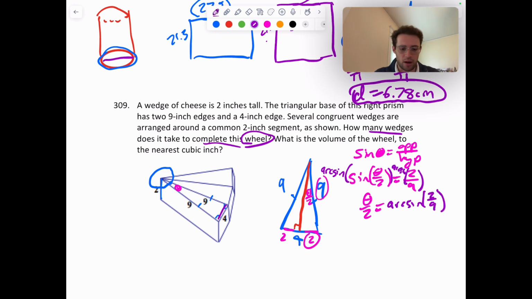Type that in my calculator. On mine, it says sine to the -1. That's sine inverse. So sine inverse of 2/9 is 12.83, and I'm in degree mode. Do make sure you're in degree mode, but it is 12.83958841. So I'm not going to round that yet because our final answer is we're looking for theta.